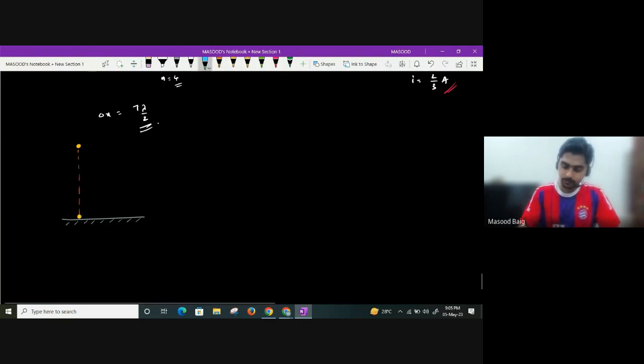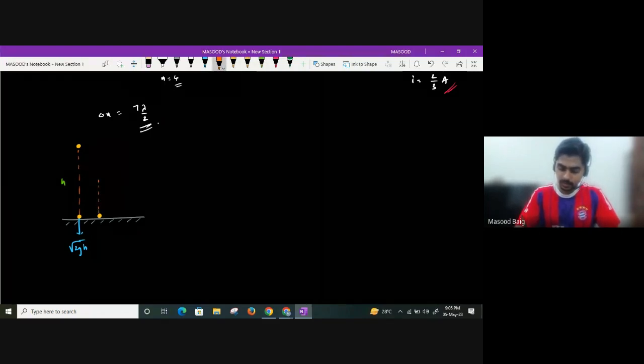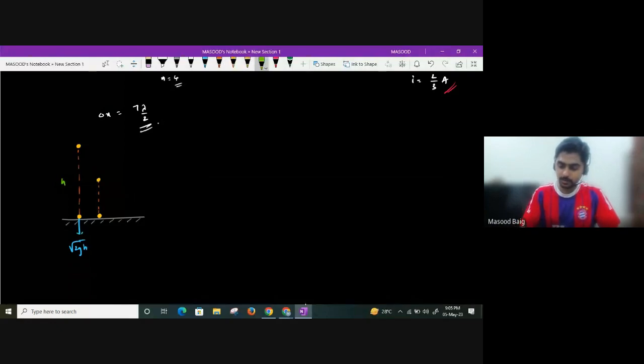If it is dropped from a height h, it will hit the ground with a speed root over 2gh. Now it is again rebounding, but is it climbing to the same height? No. Now they are saying it is climbing to only half of the maximum height. So in the second case, the maximum height is h by 2.